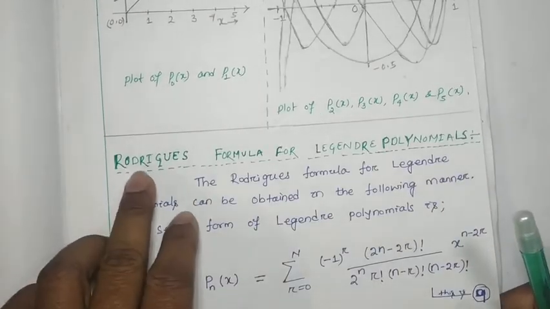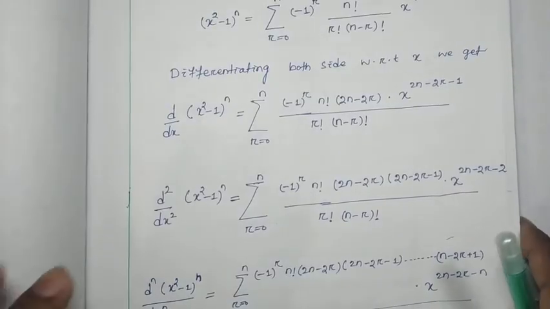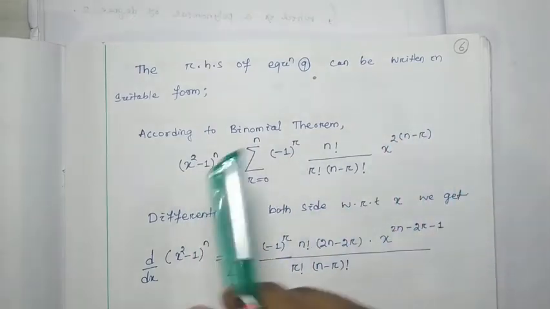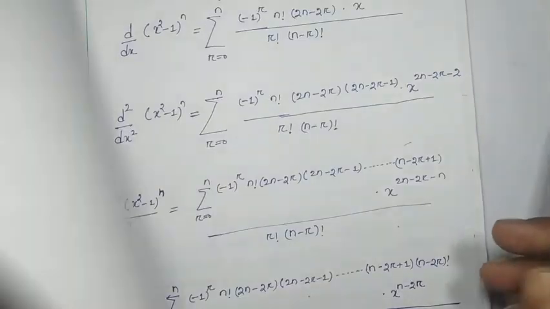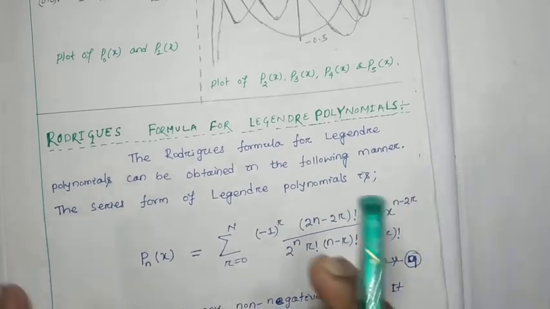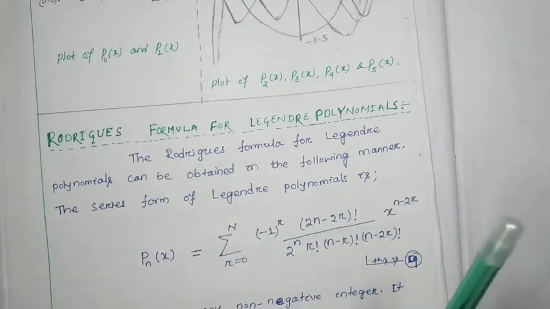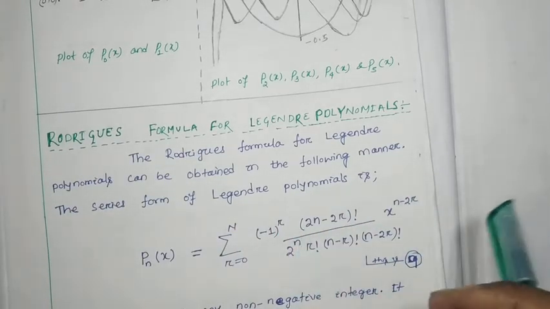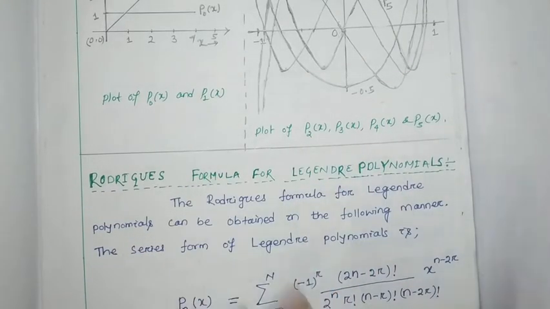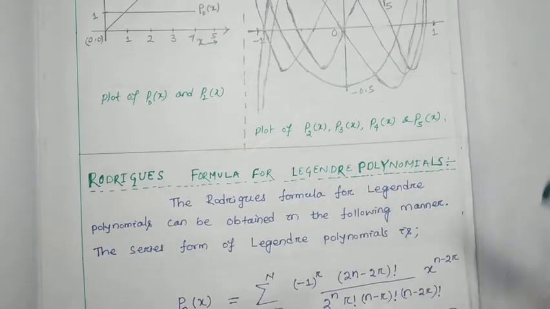So for the Rodrigues formula, first we consider this equation number 9. Then the RHS of equation number 9 can be written in a suitable form. So this RHS can be written in another format, and that format is nothing but the Rodrigues formula. And from that formula we can also find the Legendre polynomials. First we have to find the Rodrigues formula, then we go for how we can extract the Legendre polynomials.